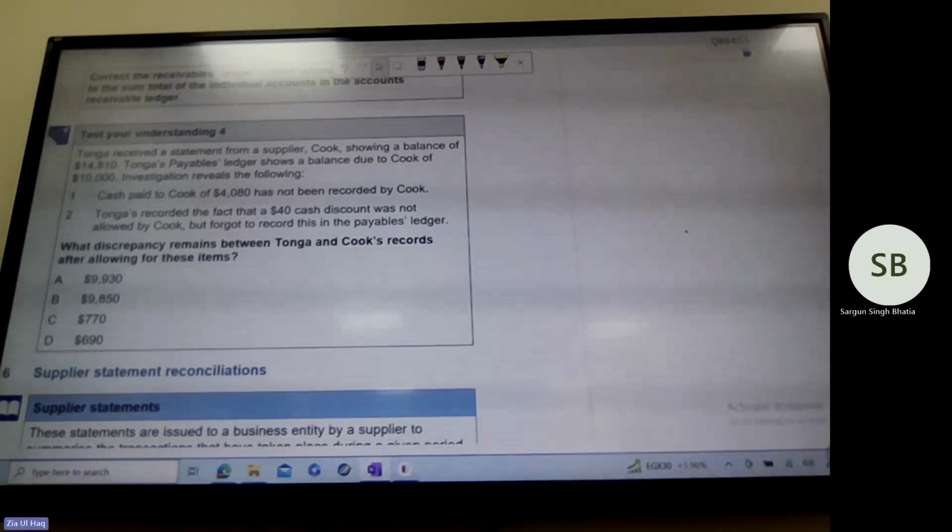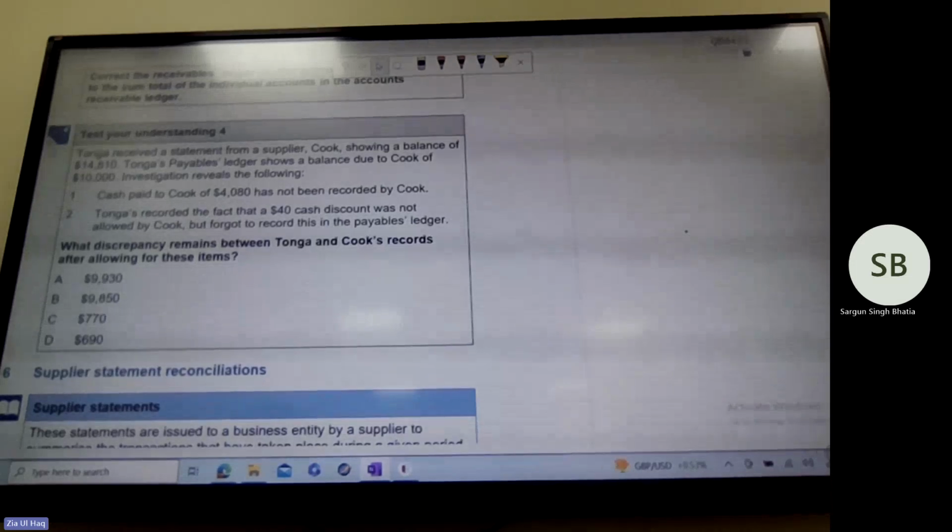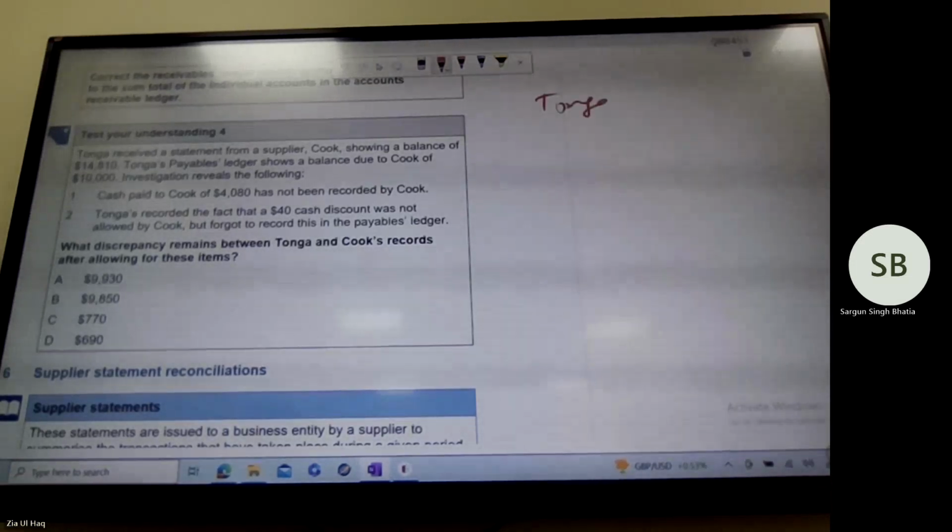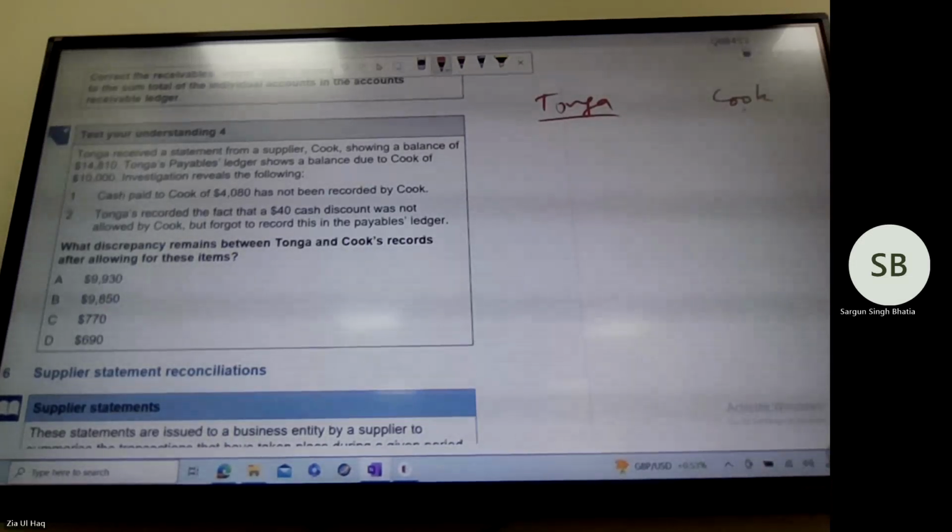Every month your supplier sends you your statement. Statement means he is saying this is the amount I am going to receive from you. We are also having the supplier balance in our account. So there are two parties, one called Tonga and the other called Cook. So Tonga received a statement from supplier Cook showing a balance of 14810. Where is the balance of 14810, in Tonga's book or in Cook's book? In Cook's book, because he sent the balance to Tonga.